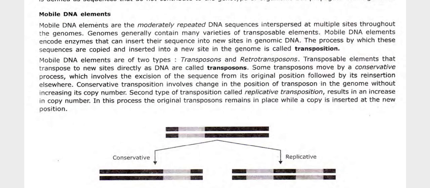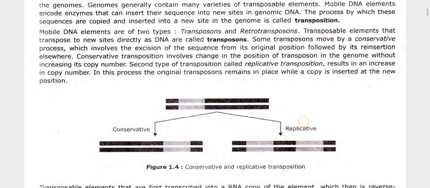Transposable elements that transpose to new sites directly as DNA are called transposons. Some transposons move by a conservative process which involves the excision of the sequence from its original position followed by its reinsertion elsewhere. So conservative transposition involves a change in the position of the transposon in the genome without increasing its copy number.